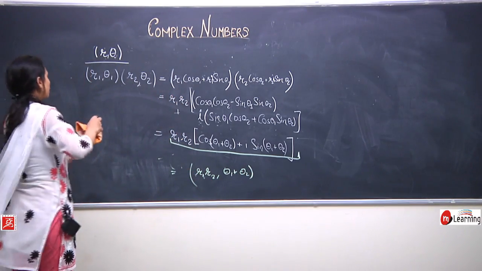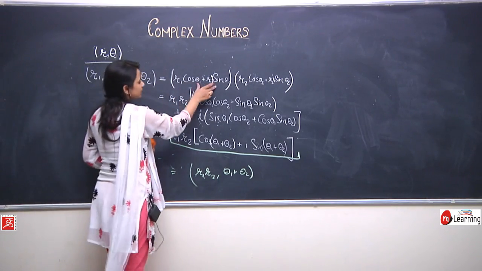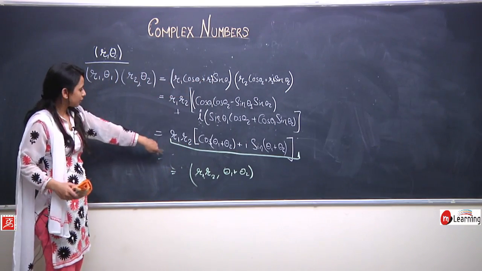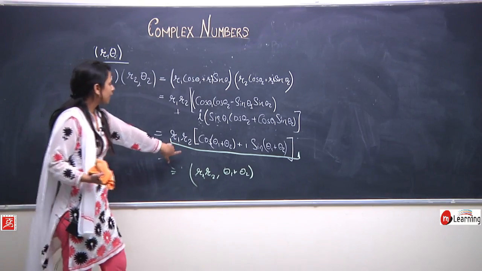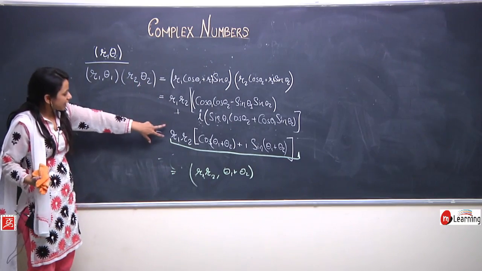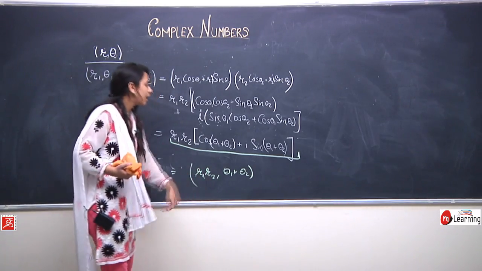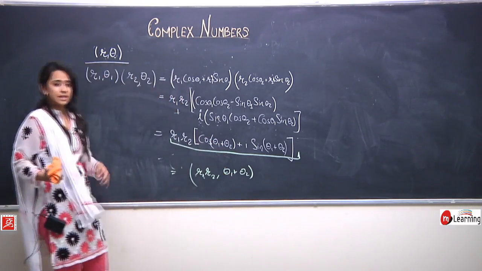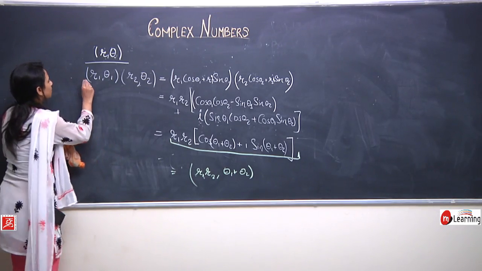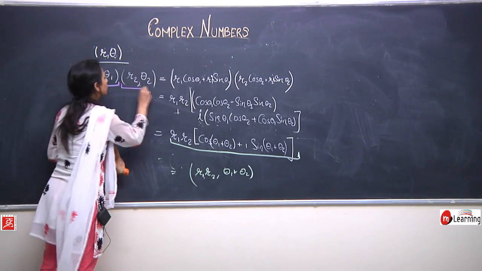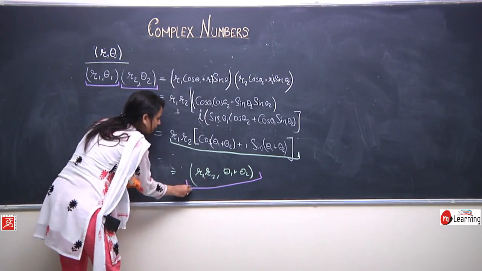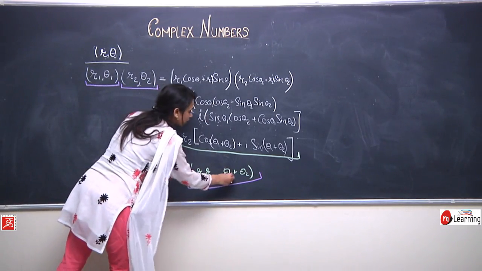I am repeating once again, we multiplied r1 cos theta 1 plus iota sin theta 1 and r2 cos theta 2 plus iota r2 sin theta 2. What we found is that the multiplication led to r1 r2 into cos theta 1 plus theta 2 plus iota sin theta 1 plus theta 2. What is this? This is a complex number whose modulus is r1 r2 and whose argument is theta 1 plus theta 2. Here we get a very interesting result: when we multiply two complex numbers r1 theta 1 and r2 theta 2, the resultant complex number is of the form r1 r2 comma theta 1 plus theta 2.